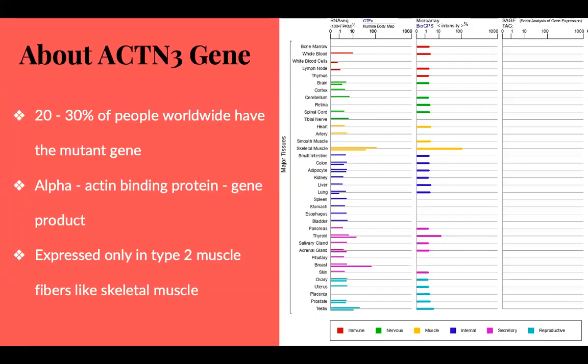So, about 20 to 30% of people worldwide have this mutant gene, and its gene product is alpha actin binding protein. It's expressed only in type 2 muscle fibers like skeletal muscles. Over here, I have a graph to show you how skeletal muscles has a high presence of this mutant gene.